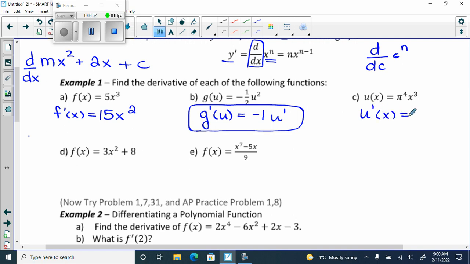Now I take the 3, I drop it in front, because pi to the 4 is just a really nice number of some sort that doesn't stop, right? It's 3.14159 to the 4. And what's going to happen is I'm going to multiply it by 3. So I'm just going to write it as 3 pi to the 4 x to the 2. Done.